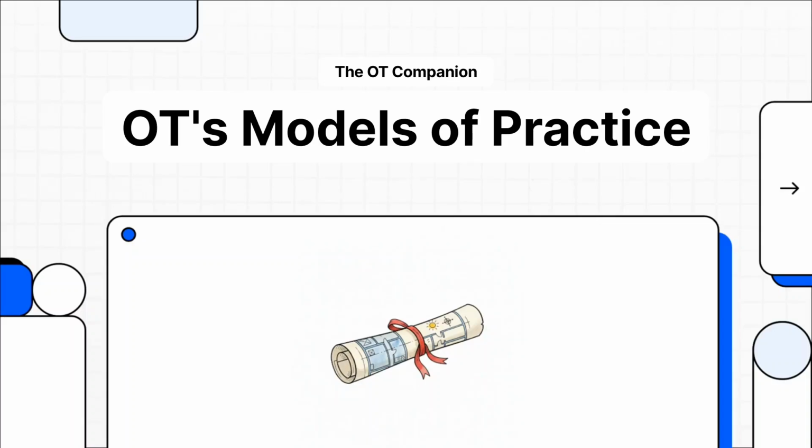Have you ever stopped to think about just how complex a human life is? I mean, it's this huge web of thoughts, roles, places, and goals. So, how does someone like an occupational therapist even begin to untangle all of that to help a person? Well, today we're diving into their secret weapon, the blueprints they use, otherwise known as models of practice.